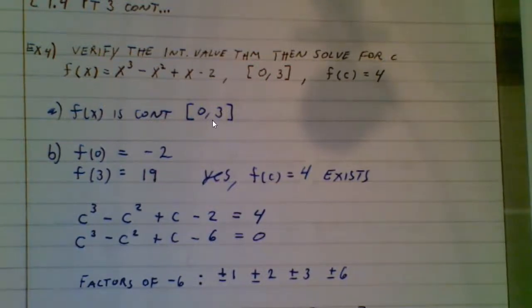The second step is, what are the y-coordinates that go with 0 and 3? So I'm going to plug in the 0 to get this y-coordinate, plug in 3 to get this y-coordinate. And so what we're trying to figure out is, is there a value for 4 within that range? As I look at these, since my range goes from -2 to 19, and because it's continuous from 0 to 3, it must have a point where y is 4. All right, so yes, this does exist.